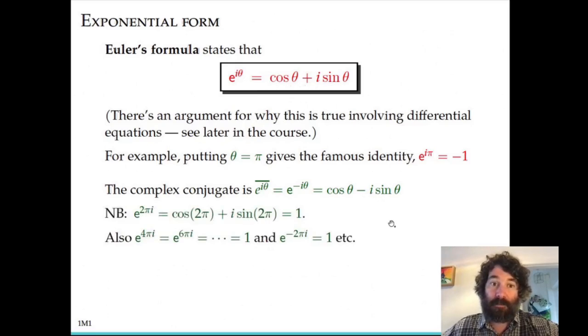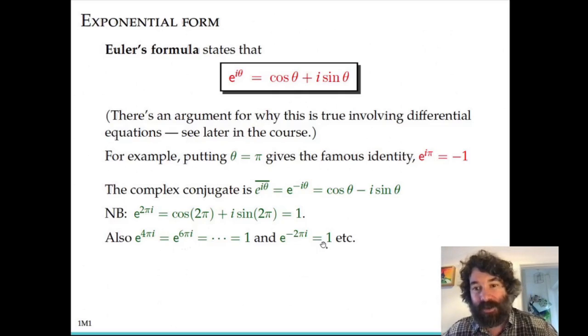All right, and another identity, if we put theta equals 2 pi, because cosine and sine are periodic with period 2 pi, we would get 1. So e to the 2 pi i equals 1. Cosine of 2 pi equals 1, sine of 2 pi equals 0. Also, e to the 4 pi i, 6 pi i, and so on, they all equal 1. Also for negative multiples of 2 pi, e to the -2 pi i equals 1. And so this complex exponential, e to the i theta, repeats whenever you add 2 pi to theta. This is the point here.